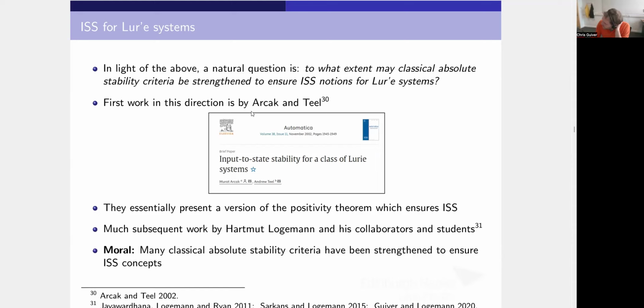So the first work I'm aware of on this is by Arkak and Thiel from the early 2000s, where they considered input state stability of Lur'e systems. And they essentially have a version of the positivity theorem, which I showed a bit earlier, and which ensures ISS. And then there was a lot of follow-up or complementary work by Hartmut Logemann at the University of Bath and his collaborators and students. And this is where I enter the picture in this story, because we looked at strengthening various absolute stability criteria, like the circle criterion and so on, to try and establish ISS. And the moral is, suitably tweaked or strengthened, absolute stability criteria do guarantee ISS.